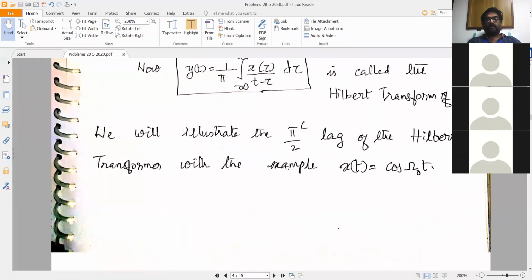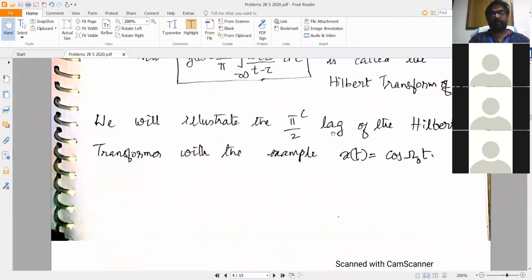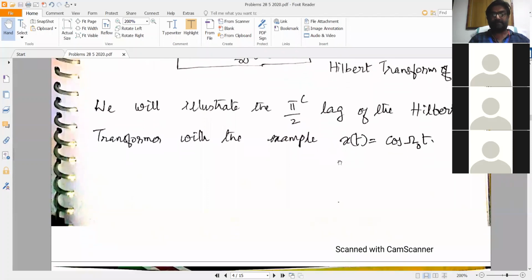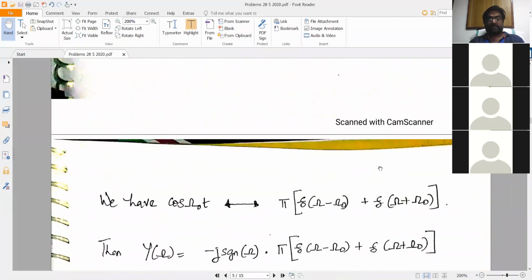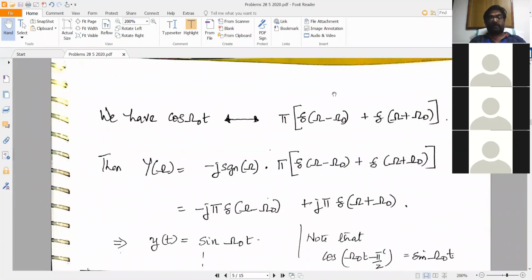Okay, so now we will illustrate the 90-degree lag of the Hilbert transformer with this example of x of t equal to cos omega naught t. What should you get? If you delay cos omega naught t by 90 degrees, that is cos of omega naught t minus pi by 2 radians, you will get sin omega naught t. So now we are going to prove that the Hilbert transform of cos omega naught t will be equal to sin omega naught t. That is very easily done in the frequency domain. Cos omega naught t has a Fourier transform given by pi times delta of omega minus omega naught plus delta of omega plus omega naught.